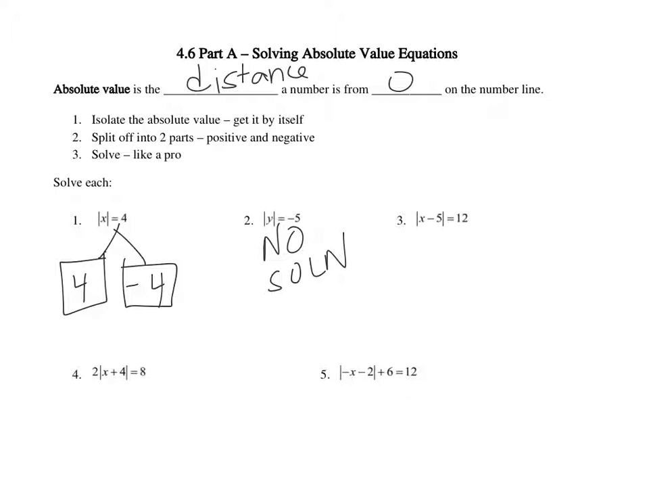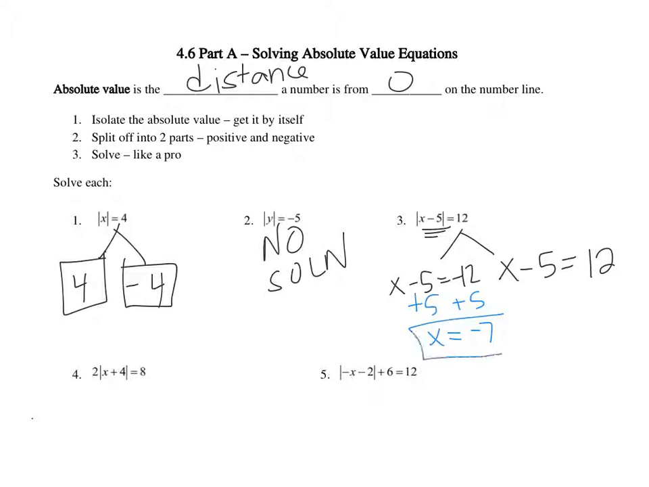So number 3, the absolute value is already isolated, so I'm going to branch it off into 2. So I got x minus 5 equals positive 12, because this could be positive 12, but this also could be negative 12. So then I'm going to solve for x, and I get x equals negative 7, or x could be 17. Two completely different numbers. Could both work when you plug them in.